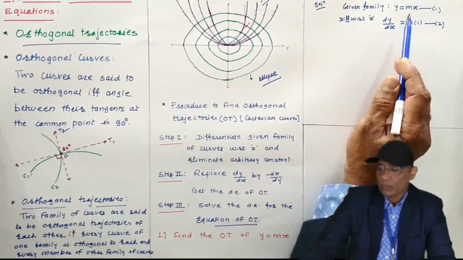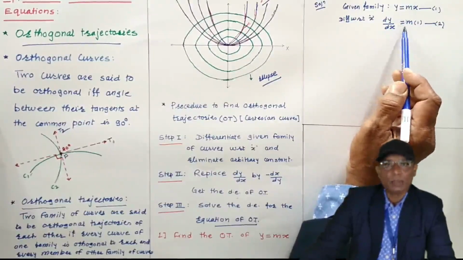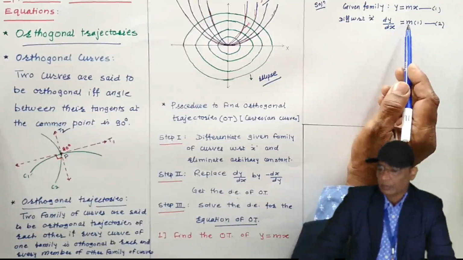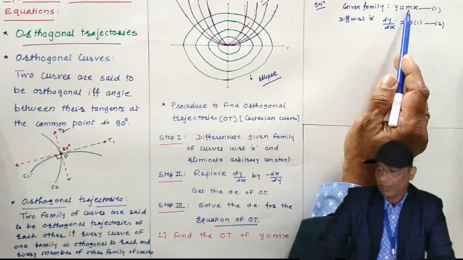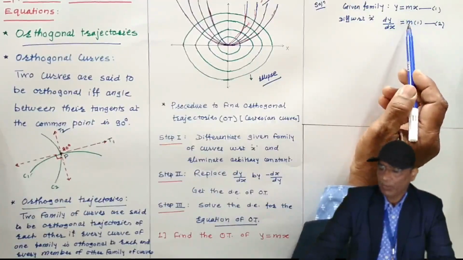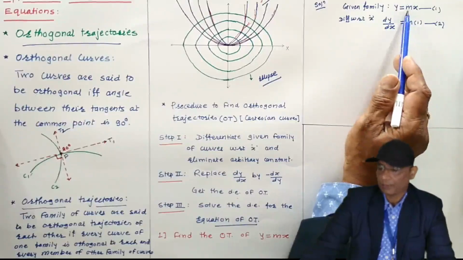Now try to solve these two equations and remove m. m is the arbitrary constant here. Now how to remove m? Find the value of m from here and put it in equation 2, or find the value of m from equation 2 and put it in equation 1.